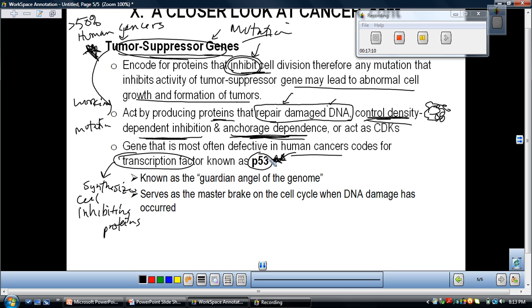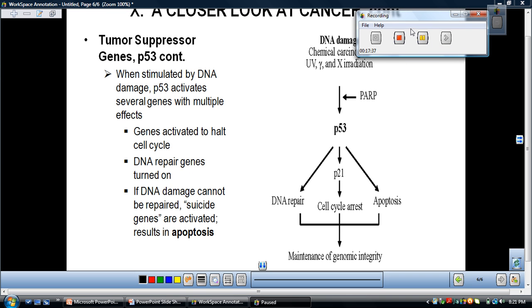So if this gene is functioning normally, it's going to produce factors that can inhibit the production of a protein. That's a good thing. It's sometimes nicknamed the guardian angel of the genome because it's also responsible for controlling a few other genes that we're going to talk about on the next slide. And then it serves as the master brake on the cell cycle if DNA damage has occurred. Okay, so this is the P53 gene. The P53 gene has been called the guardian angel of the genome.